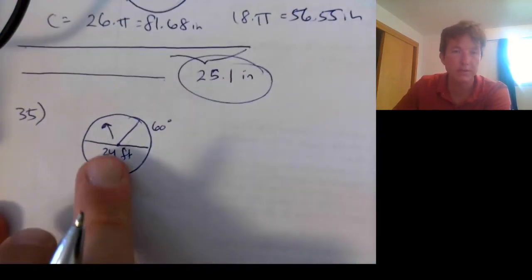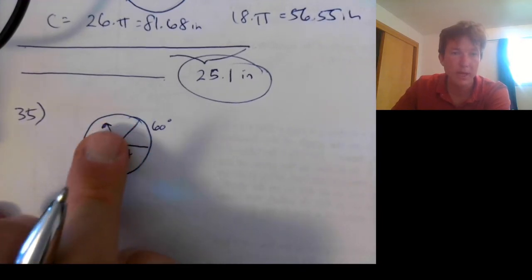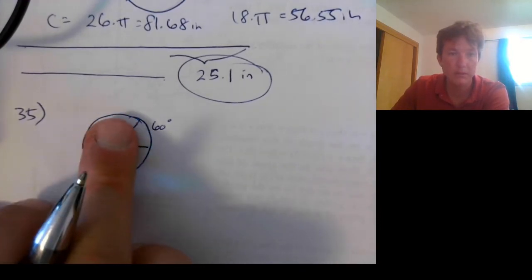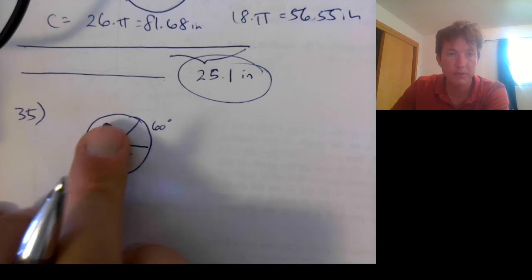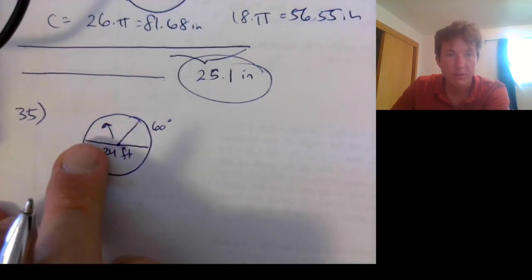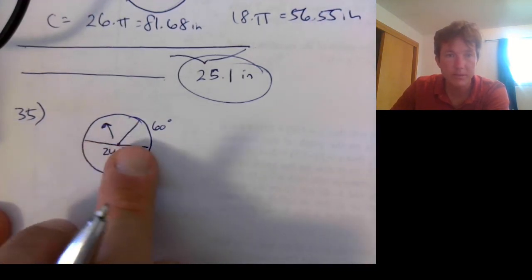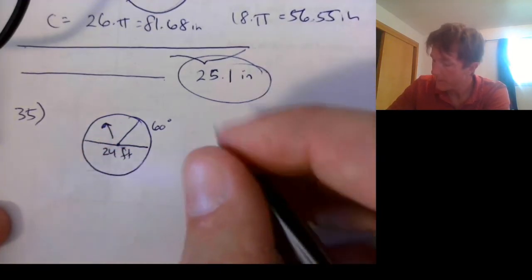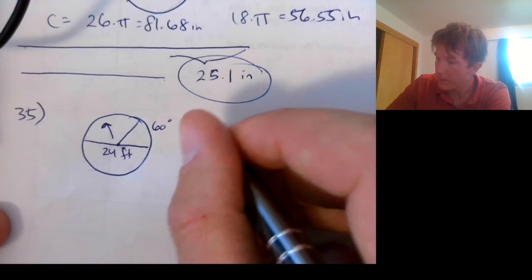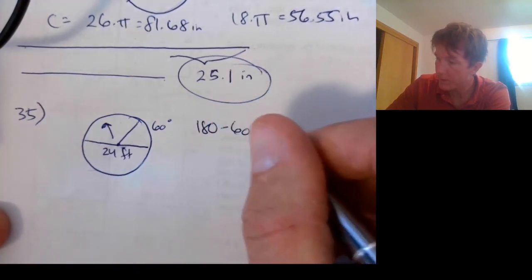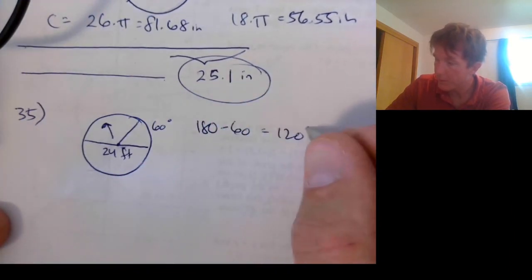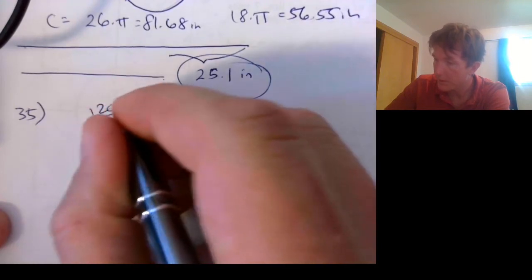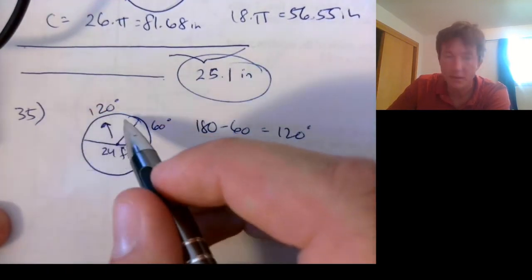First I need to find the angle of this arc. How many degrees is this arc? Well, from here to here, this is a semicircle. It's half the circle, so that's 180. So this is going to be 180 minus that 60. So it's 120 degrees. That's how many degrees are in this part of the arc.